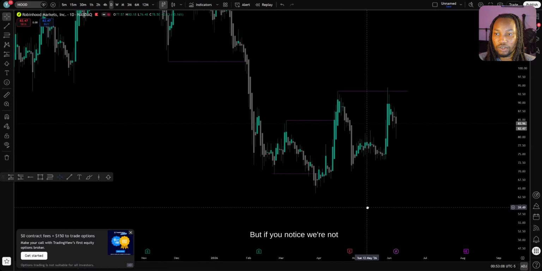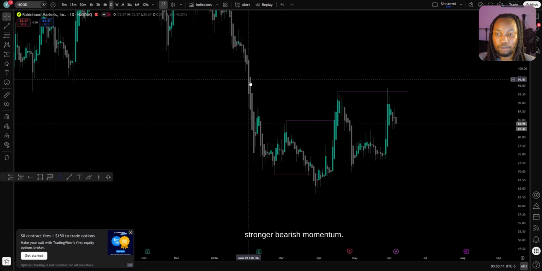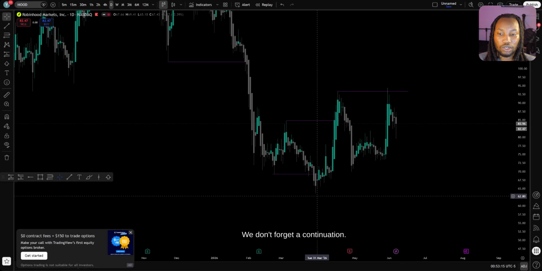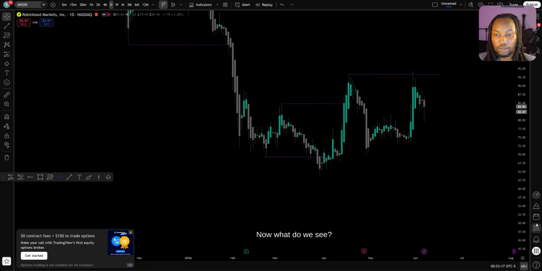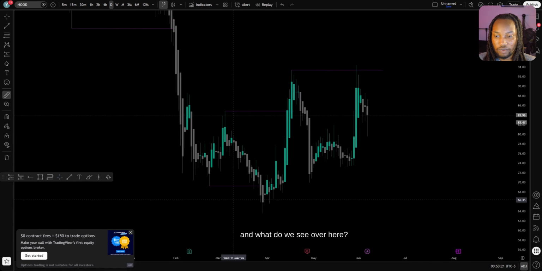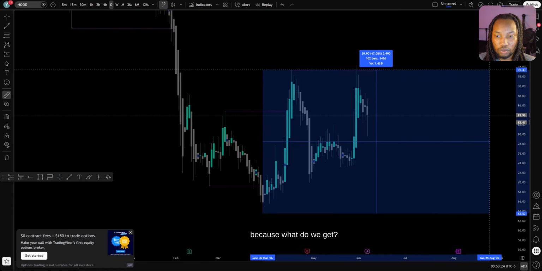But if you notice, we're not getting stronger bearish momentum. We're getting small moves. For example, look at this more bearish move. We don't even get a continuation. The market starts to rally back up. Now, what do we see? The market comes back, takes out this high, and we see that buyers are not stepping into this market because what do we get? We get a 50% retracement, or like this is a 71 or 81% retracement right here.